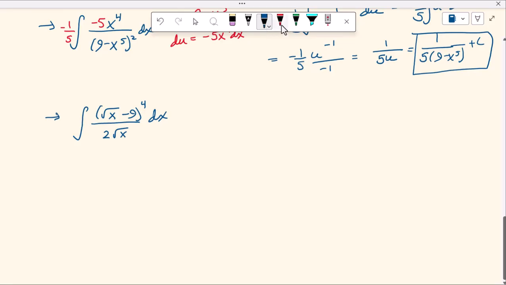So some of these substitutions can be tricky. I look at this and I'm like, man, there's a lot going on here. This is my highest power though, the 4. And so what I want to do is try the base. So again, sometimes it's trial and error. So I'm going to look at root x minus 9 as my u.